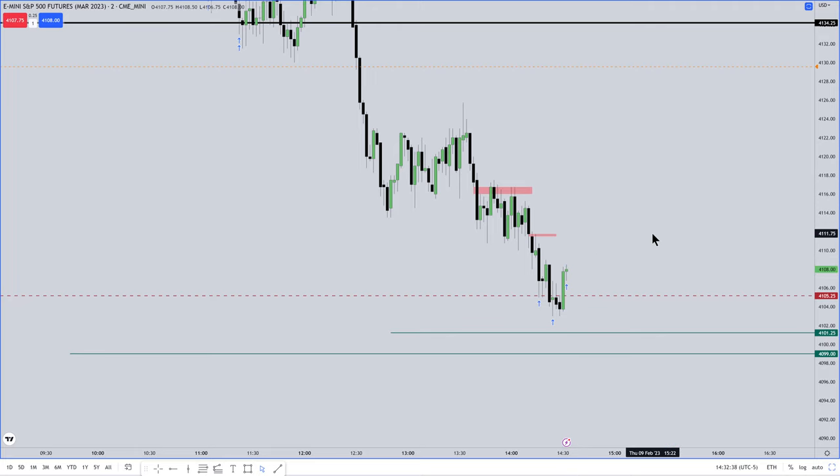You have to know where the draw on liquidity is. Where is it drawing to? Where's that overwhelming magnet that's being used to tug at price? It's going to gravitate towards it. You're going to find that on your daily chart, your 4-hour, and your 1-hour chart. That's where you're going to be finding the highest probability draws on liquidity.